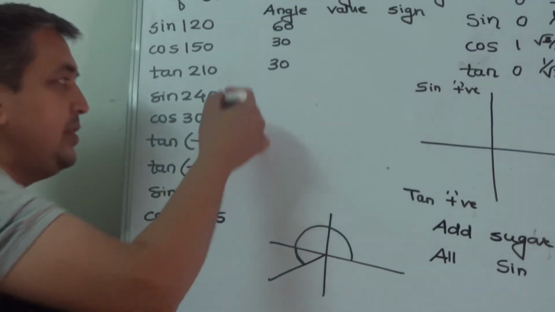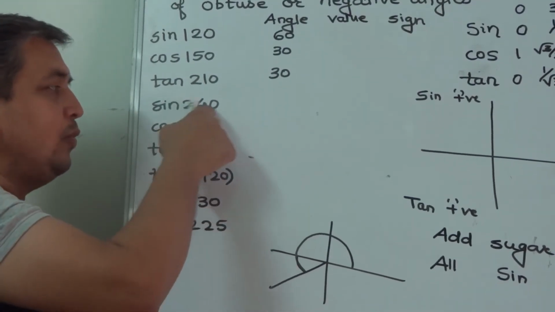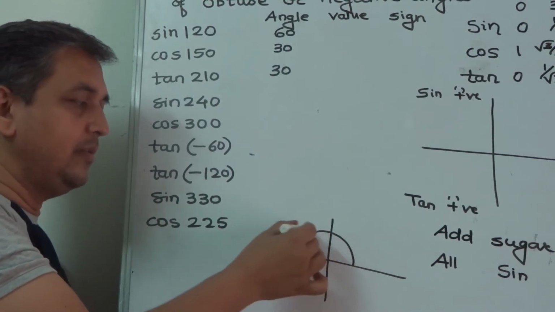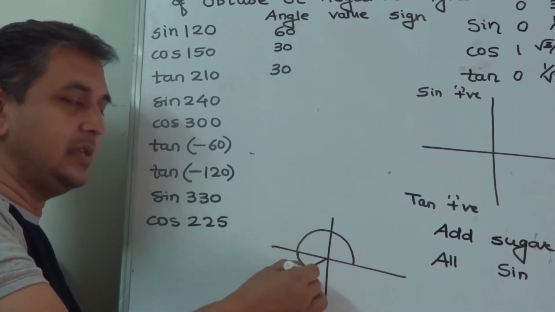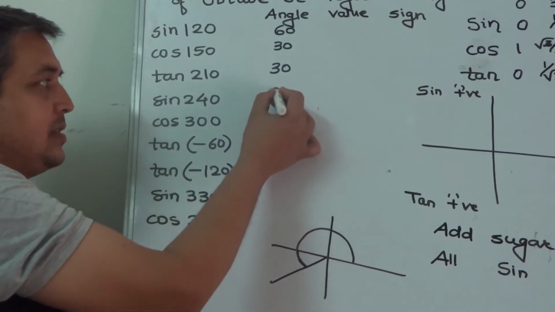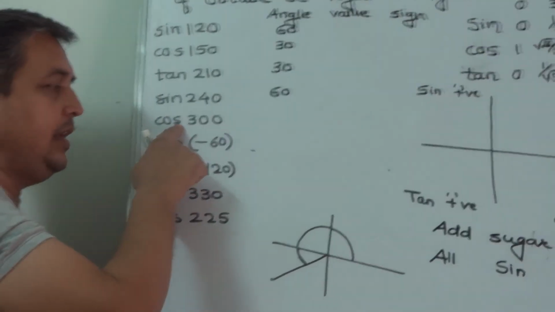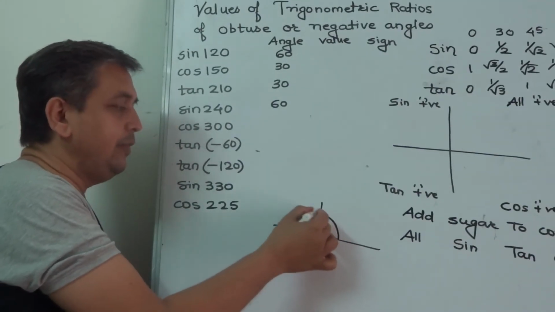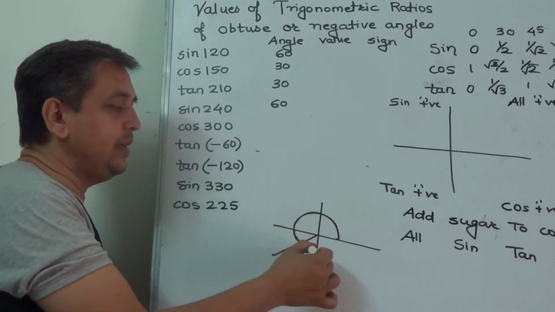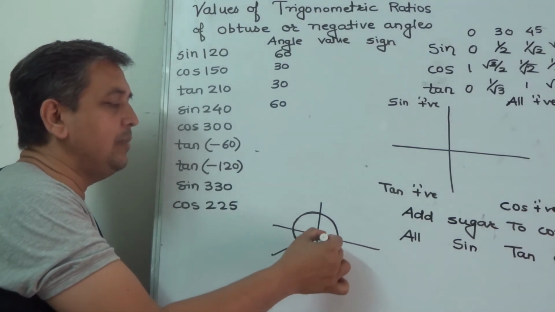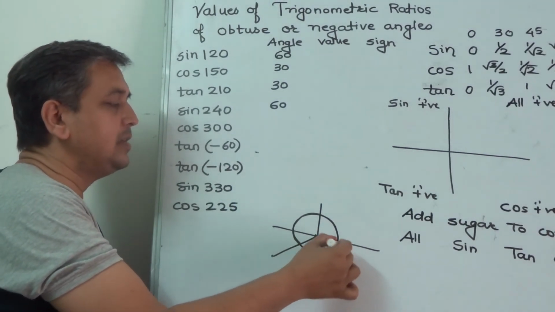Now can you judge other values? 240. How do we get 240? 180 plus 60. So I just find the angle 60 degrees. 300. If we go on, this is 270 degrees. This is 300 degrees. And so the remaining angle here will be 60 degrees.